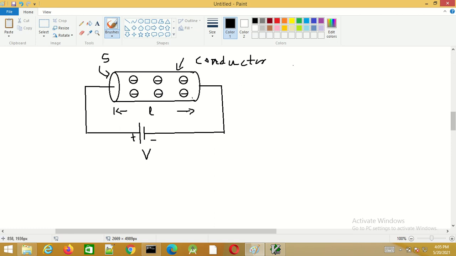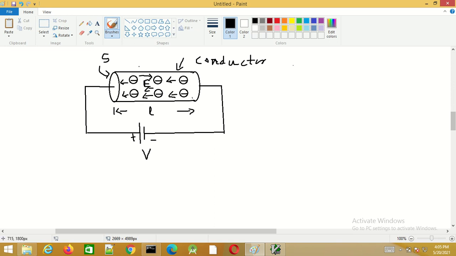When you apply a voltage to the ends of this conductor, this results in an electric field. So inside the conductor an electric field is established. This electric field, as in the previous case, will result in the movement of the charges. In this case the negative charges will move in the direction opposite to that of the applied electric field. So in this direction the electrons will start moving. This is the direction of movement of the electrons.